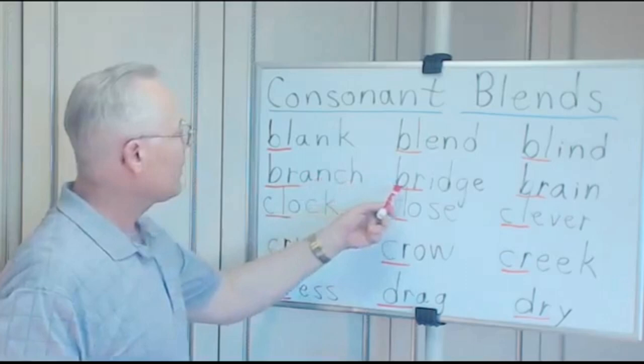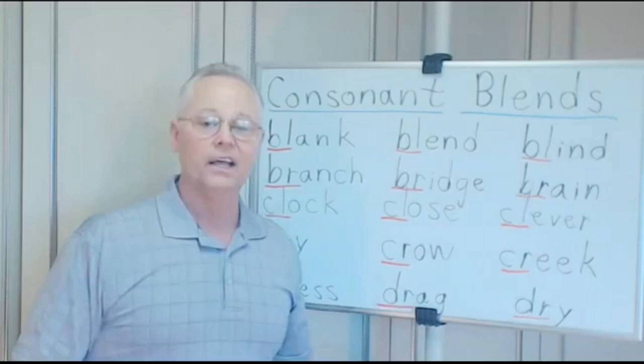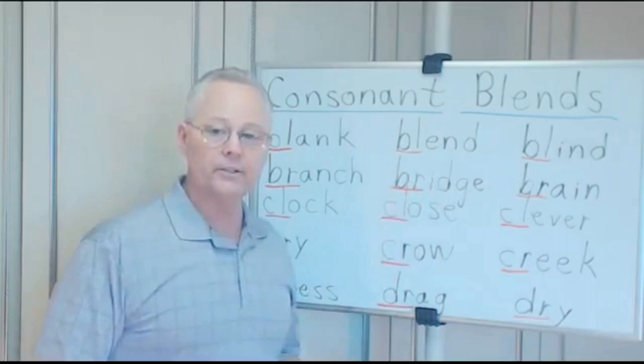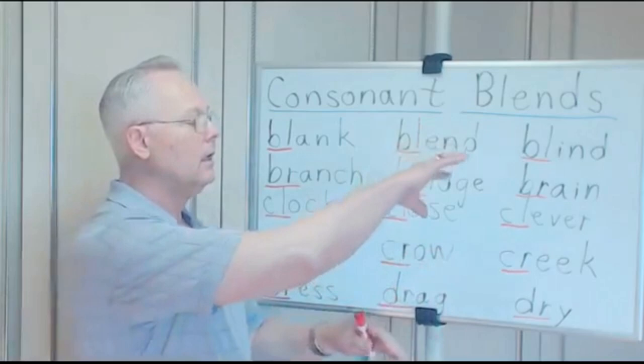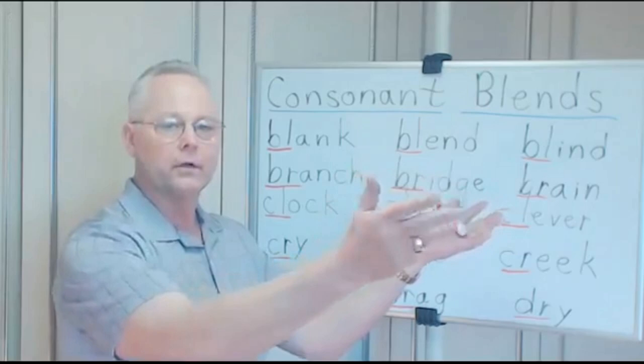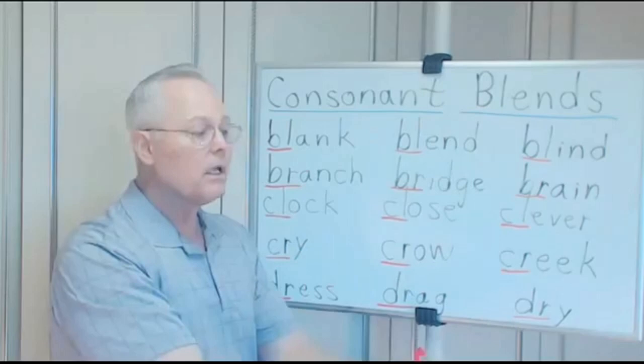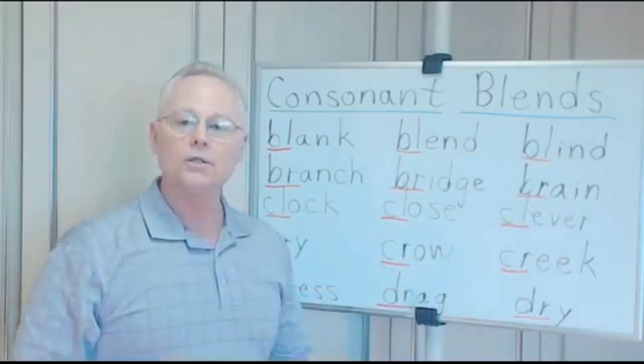B-R. I-D-G-E. It sounds like edge. B-R, bruh, edge, bridge. Do you know what a bridge is? A bridge is something cars drive on to get from one point to another. Usually it's because there's water in between or there's a very steep crevasse, valley of some sort. And we build a bridge across those so you can drive across the bridge or walk across the bridge.